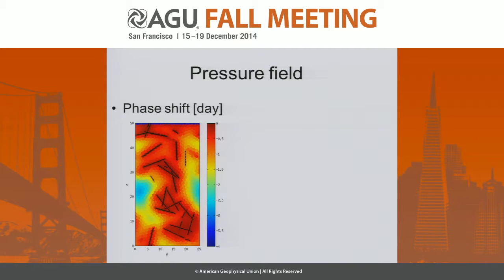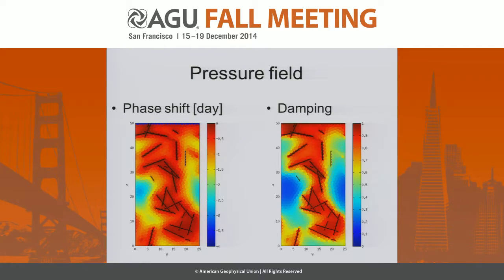So the pressure field, this is a vertical cross section. The black lines that you see are the intersections of the fractures with this plane here. This is the vertical axis, horizontal axis, and the phase shift, of course, it's 1. So the phase is 0 here when it's red, so it's very small in the region where the fractures are many, and it's larger when far away from the fractures. And the same thing for damping. So damping 1, this coefficient means there is no damping.